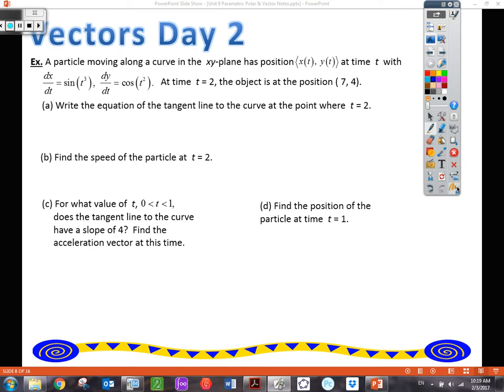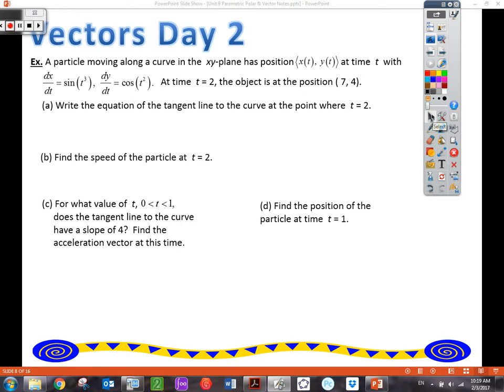Okay, we got a couple things going on. First of all, we need to know what value does the tangent line to the curve have a slope of 4? The way I do it on my calculator is I go to my grapher and I intersect those two things. There's other ways to do that on your calculator.